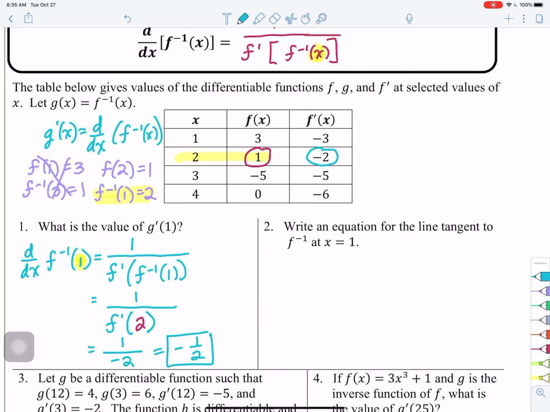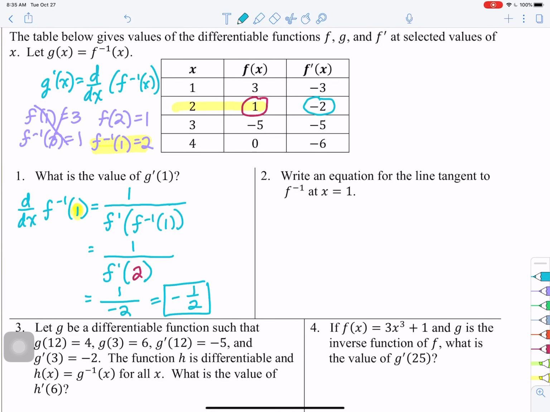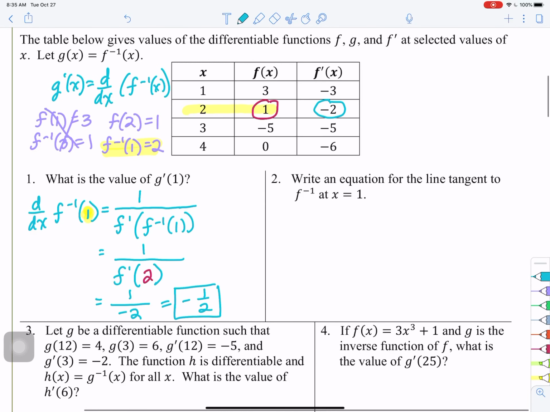Okay, let's look at this next problem. Write an equation for the line tangent to f inverse at x equal to 1. Well, the second we see that in this class, we write a point and we write a slope. And that always allows us to write the equation of a line. Okay? So when we see x is equal to 1, that is definitely 1. But now we need to have this point on f inverse. Okay?